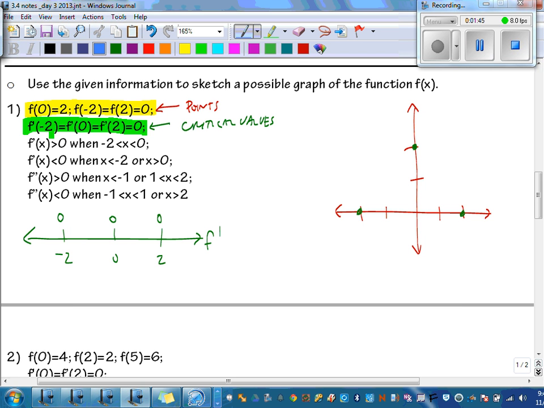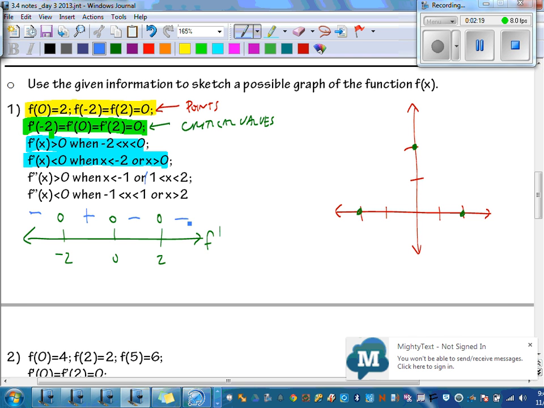Now, normally we'd have to pick numbers, plug them into the derivative equation to figure that out, but we don't have an equation here. We just have other information we can use to figure that out. These next two lines tell us when the derivative is positive and when the derivative is negative. So it helps us fill out our table, or our number line. So derivative is positive when x is between negative 2 and 0. So it's positive here. And it's going to be negative when x is less than negative 2, or when x is greater than 0. So in both of these intervals, the derivative is negative.